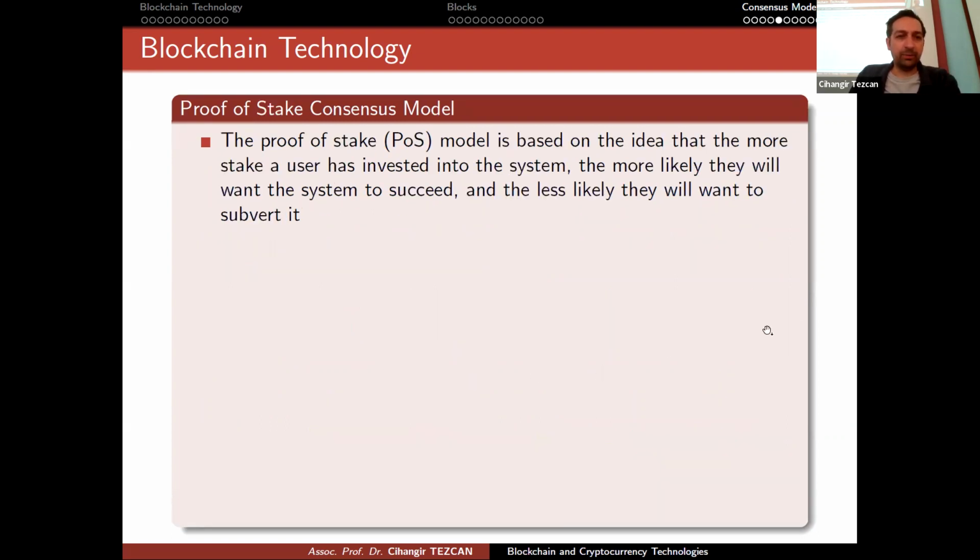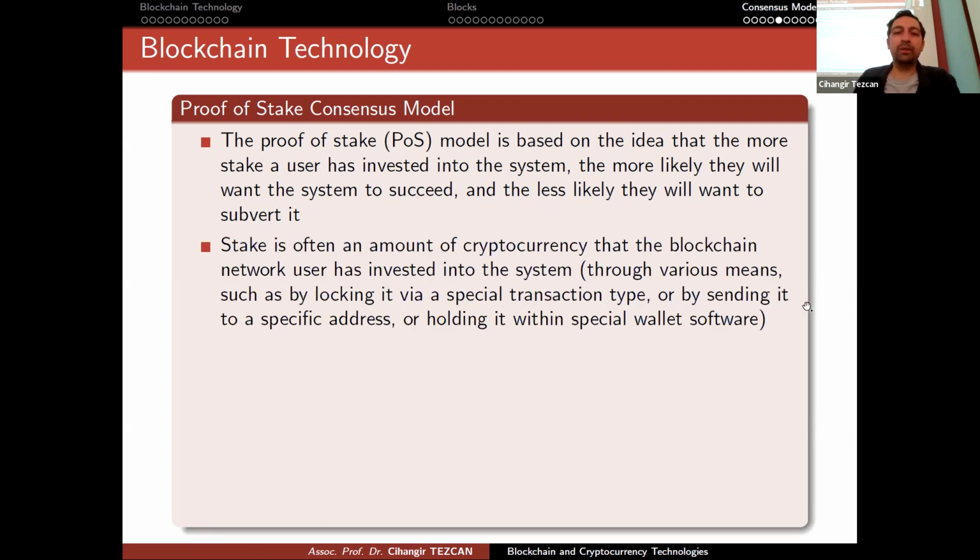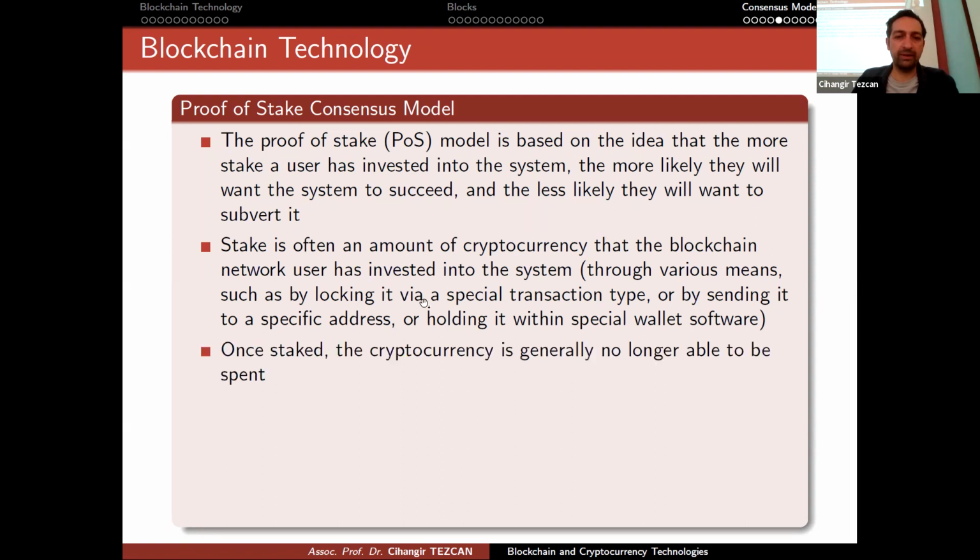So the other one is the proof of stake consensus model. This is based on the idea that the more stake a user has invested into the system, the more likely they will want the system to succeed, and the less likely they will want to subvert it. Stake is often an amount of cryptocurrency that the blockchain network user has invested into the system through various means, such as by locking it via a special transaction type, or by sending it to a specific address, or holding it within a special wallet software, and so on. So you're actually putting a stake there.